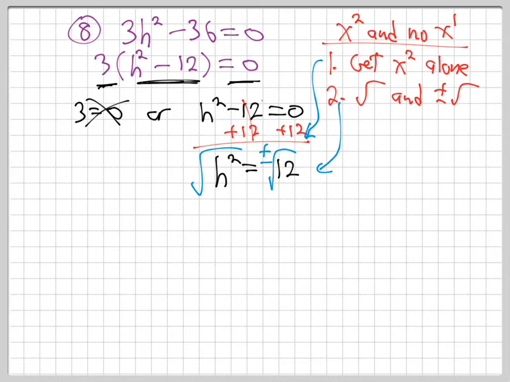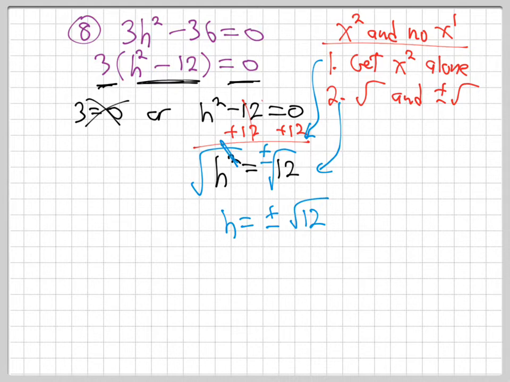Is this making sense? So this is what you do when you have an x squared and no regular x, or an h squared and no regular h. Just x squared and numbers, or h squared and numbers. Just get that thing alone and root it. That'll turn it into a normal h. Remember, rooting cancels squaring. Remember how they're opposites of each other? So this just means h is plus or minus the square root of 12.